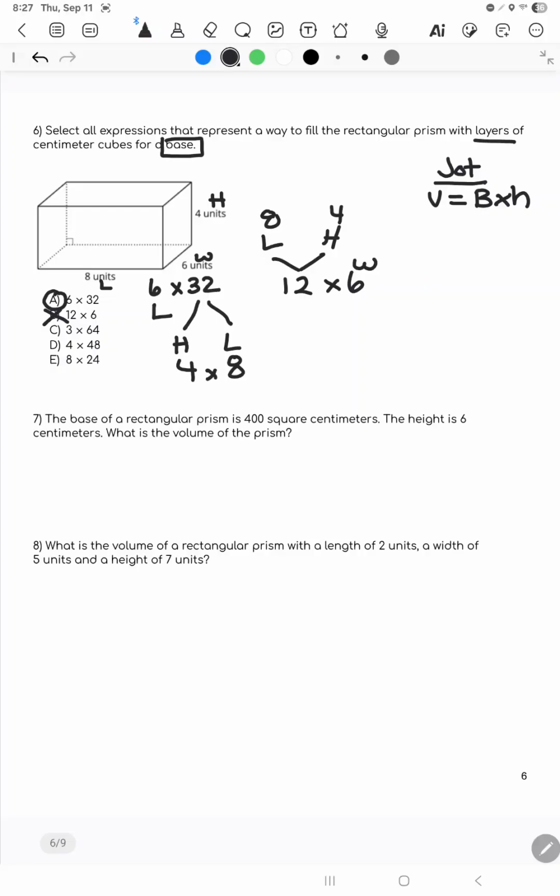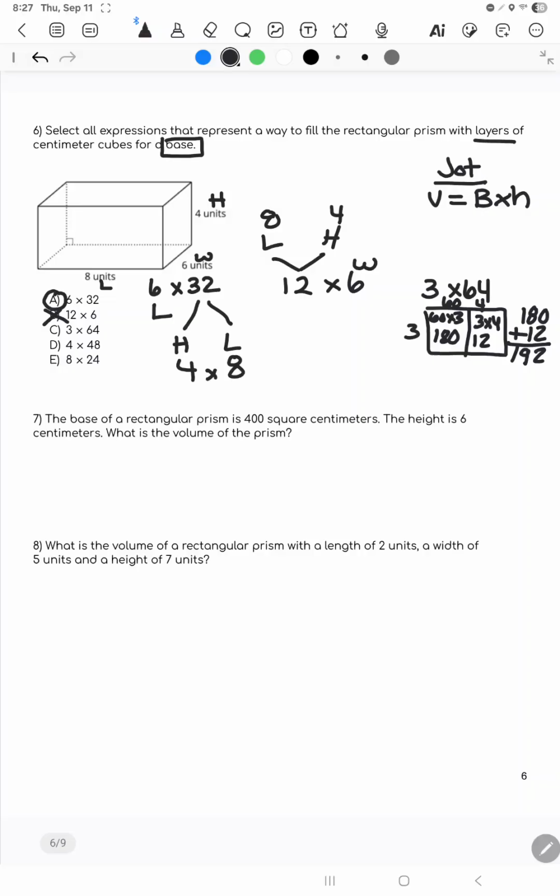So 3 times 64. Let's see what that one's all about. I don't see a 3. I don't see a 64. What are they trying to do here? I'm actually going to multiply this together. The last thing I want to do is make an error. So I've got 60 times 3, it's going to give us 180. 3 times 4 is 12. If I add those together, 192.